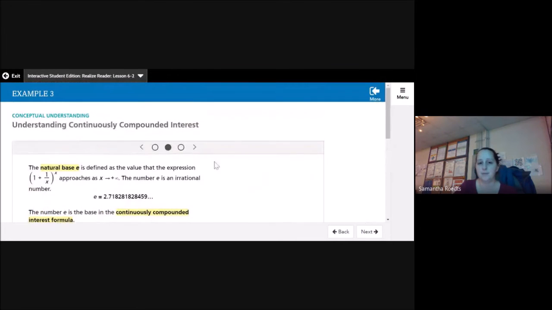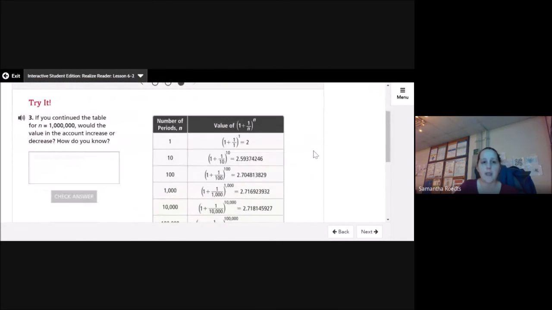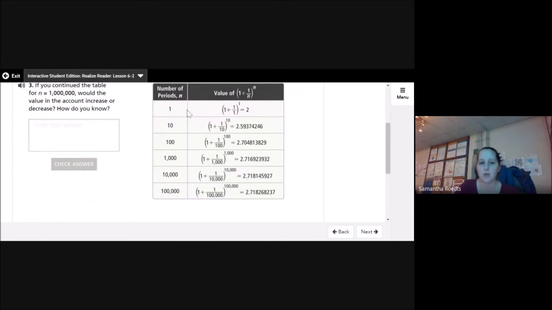All right, so let's try it. If you continued the table for n equals 1,000,000, would the value in the account increase or decrease? How do you know? Okay, so here's 1, 10, 100, 1,000, 10,000, 100,000. I can notice 2, 2.59, 2.7, 2.71, 2.718, 2.718. It's increasing, but the increases are getting smaller. So it does increase. The values increase each time the number grows.